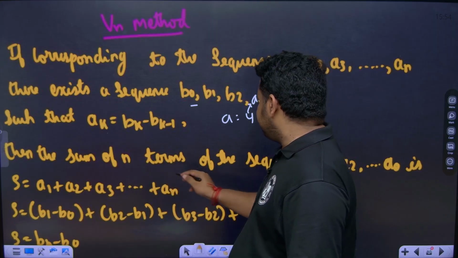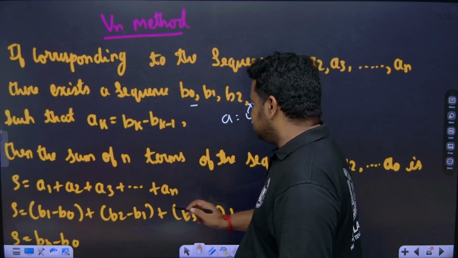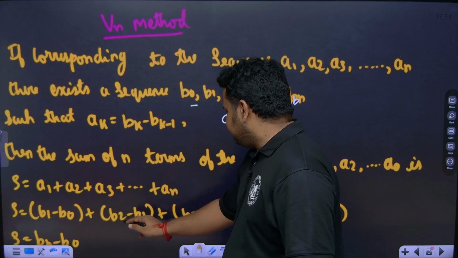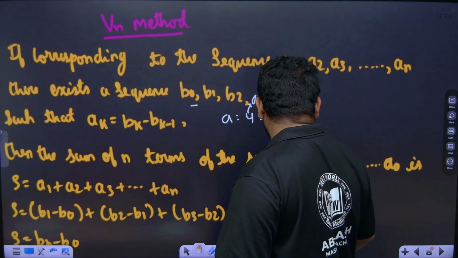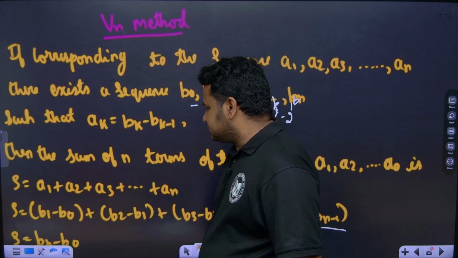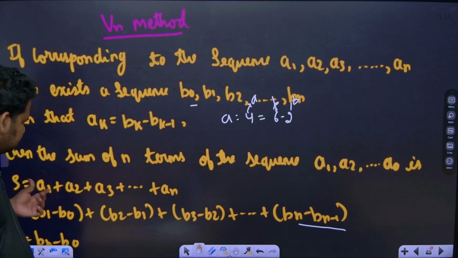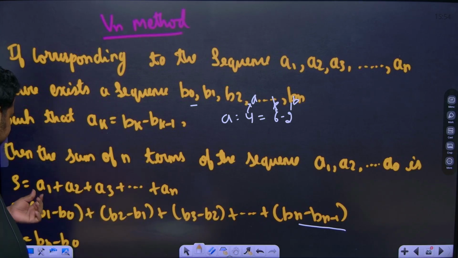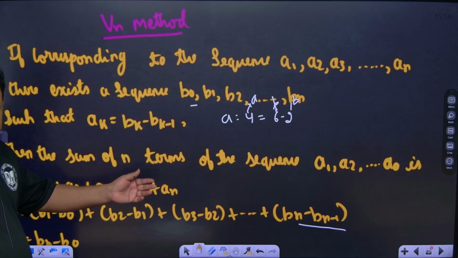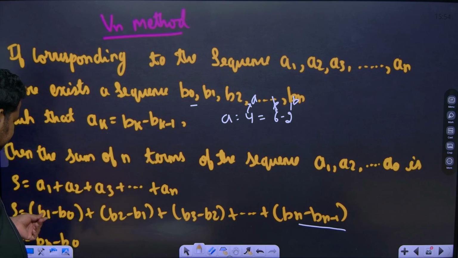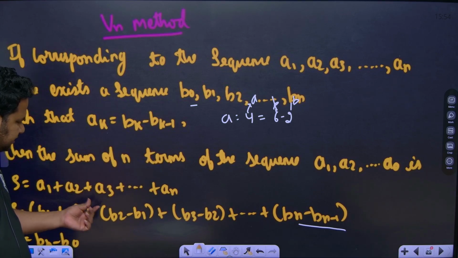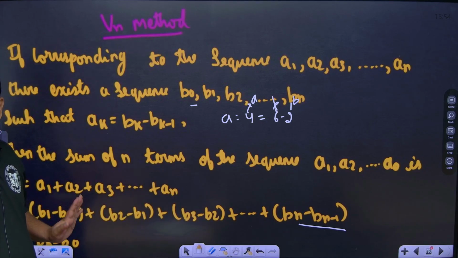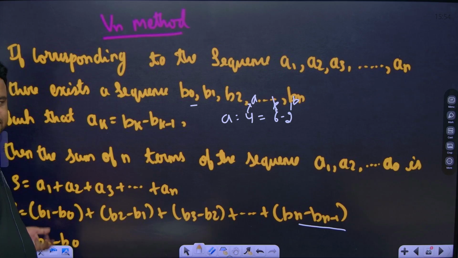Then the sum of n terms of the sequence A1, A2, up to An is S equals A1 plus A2 up to An. S is equal to B1 minus B0, plus B2 minus B1, plus B3 minus B2, up to Bn minus Bn minus 1. Similarly, for A1 it is B1 minus B0, for A2 it is B2 minus B1, for A3 it is B3 minus B2, and for An it is Bn minus Bn minus 1. That's all. There exists another sequence which is the difference of this sequence.